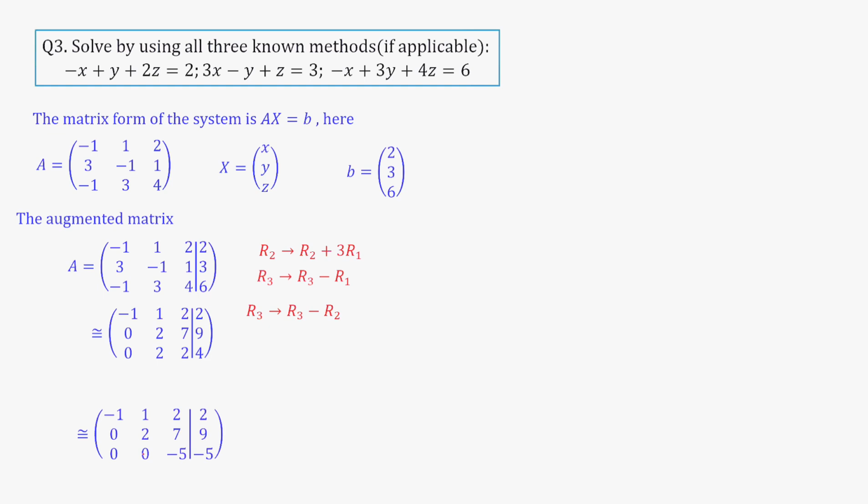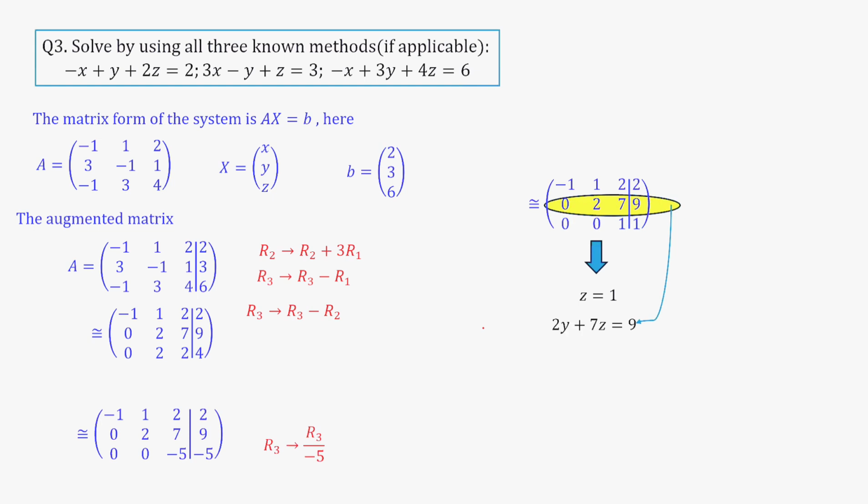So the last one is minus 5, 5. So we'll divide R3 by minus 5 to make the last row entry 1. So now after reduction, this matrix looks like this form. From this, if we consider the last row, we will see that z is equal to 1. Then from the second row we have 2y plus 7z equal to 9. From the first one we will have minus x plus y plus 2z equal to 2.